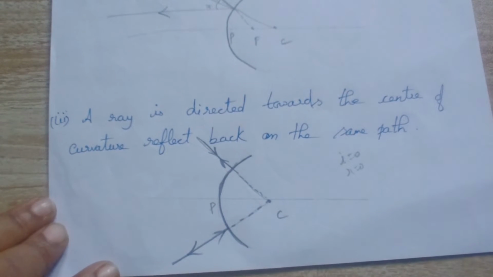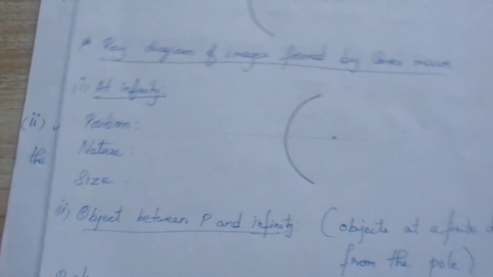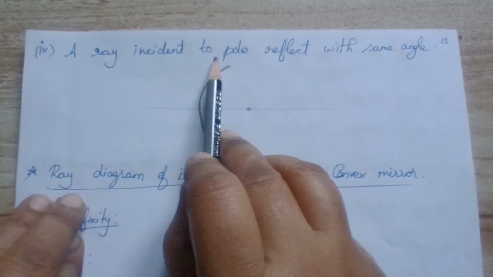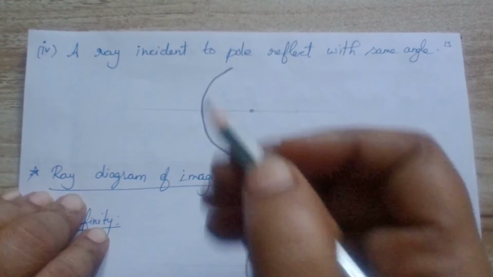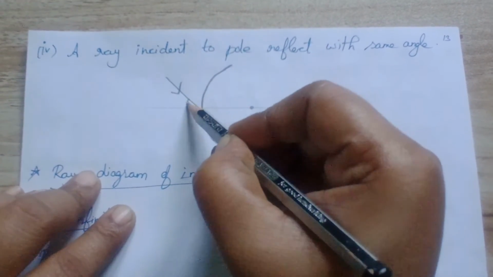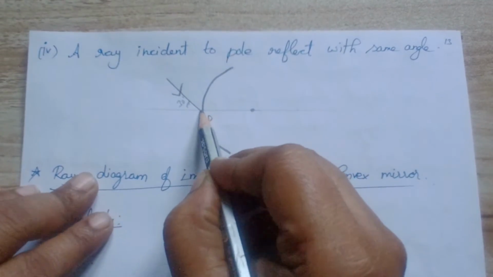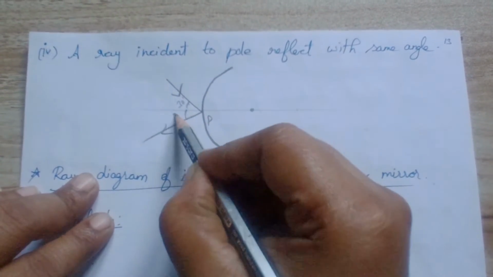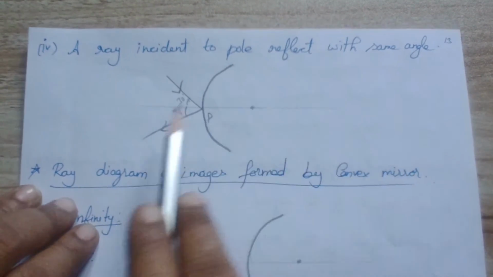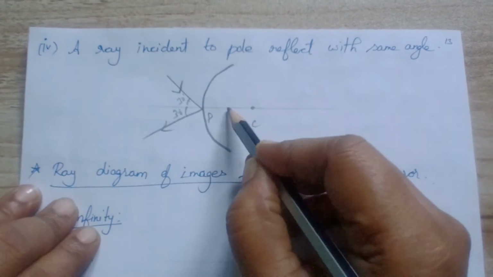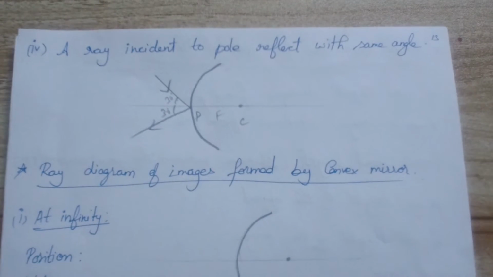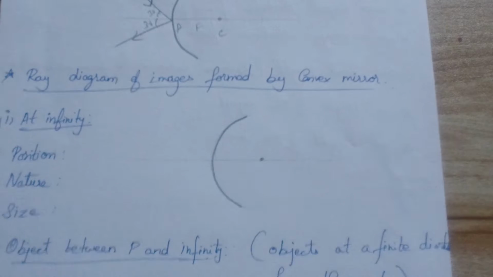Okay, next, and the fourth one is a ray incident to the pole reflects with the same angle. You know that this is your pole. When a ray is incident on this pole, for example, it makes 30 degrees with the normal, then the reflected angle is also 30 degrees. Simple. Ray incident to the pole reflects with the same angle. This is the center of curvature, this may be your focal length. Okay, next. So how the images will be formed in the convex mirror, we'll move to the next part.